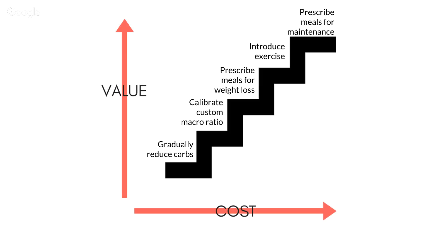So down at the bottom, we're going to start with gradually reducing carbs. Then one step up, calibrate the custom macro ratio. Then the next step up, prescribe meals for weight loss. Then the next step up, introduce exercise. And then the final step is prescribe meals for maintenance.